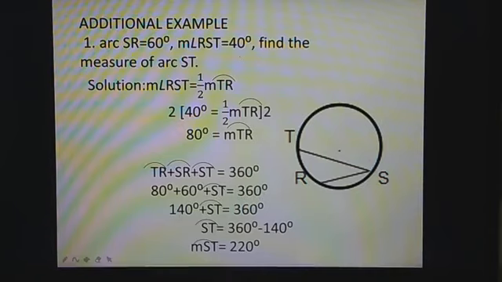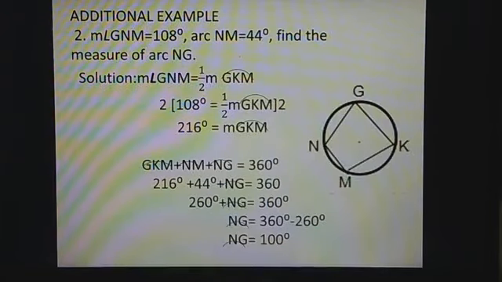So the sum of these two is 140 plus arc ST is equal to 360, and then apply the subtraction property of equality. ST is equal to 360 minus 140, then we can find that the measure of arc ST is equal to 220 degrees.